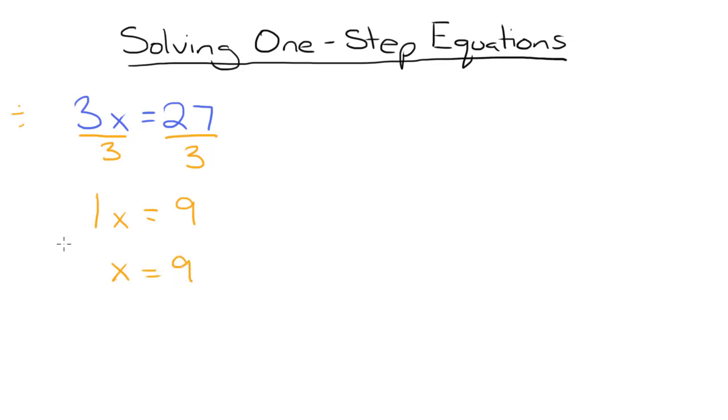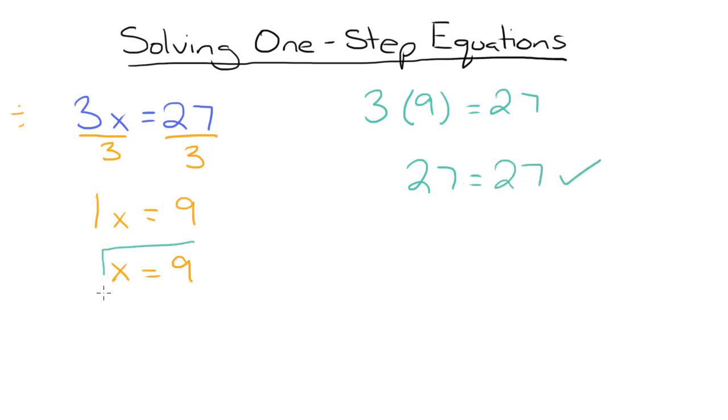Again, if we want to check our answer, we can plug in x back into our original equation. So we have 3 times x = 27, so 3 times 9 = 27. 3 times 9 is 27, so we have 27 = 27, which is a true statement, and that tells us that our answer, x = 9, is true.